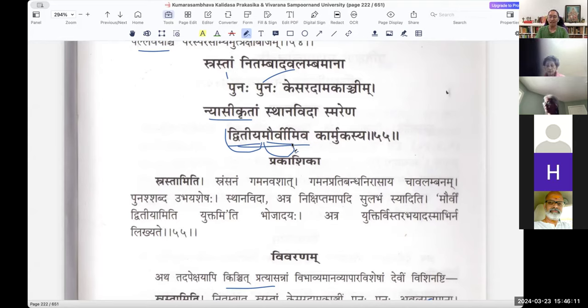But some people have pointed out a mistake, saying it should be Maurvi Dvitiyam Iva Iti. Both of them are Utprekshitam only. Maurvi is also Utprekshitam only, clearly. You can't say that it is Uddeshya. You can't say it's Jnatamsha. Clearly, there is a Utpreksha at work there.